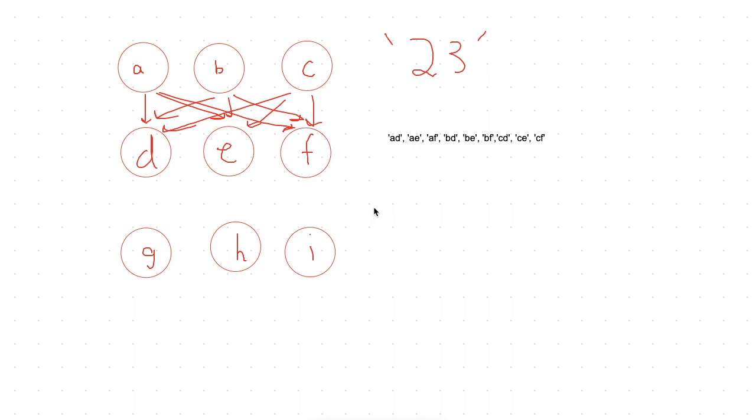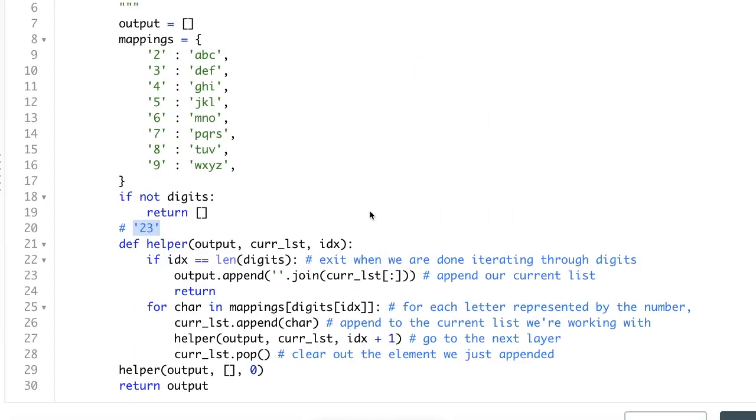So this is a visualization of what we want to do. Say we're given 2 and 3, 2 maps to ABC, 3 maps to D, E, or F. So we can essentially visualize this as a graph where you start with A, B, or C, and then for each of these letters we want to be able to generate the next letter, which is D, E, or F, which is why at this layer we end up with AD, AE, AF, or BD, BE, BF, or CD, CE, CF.